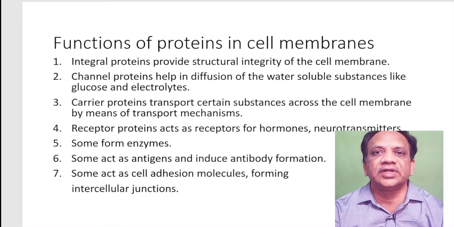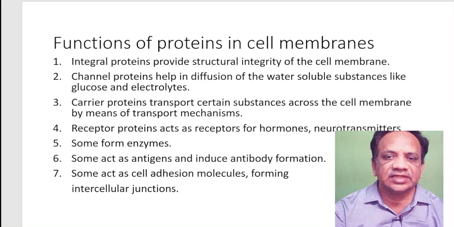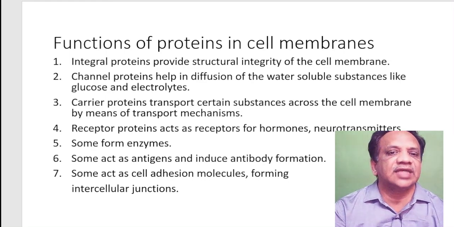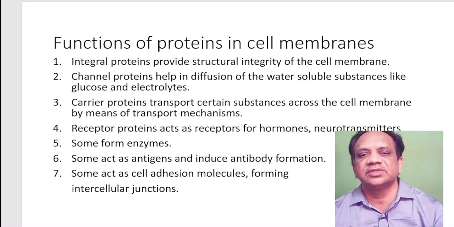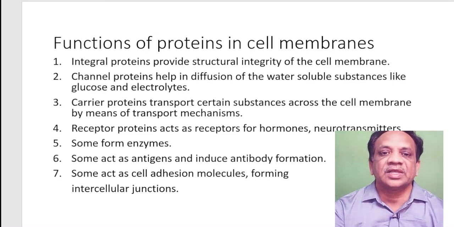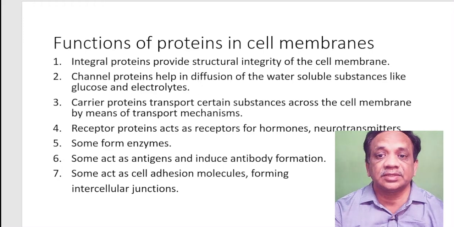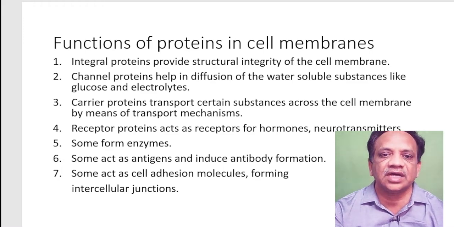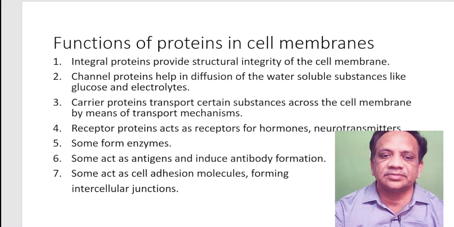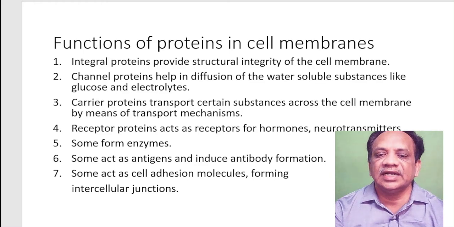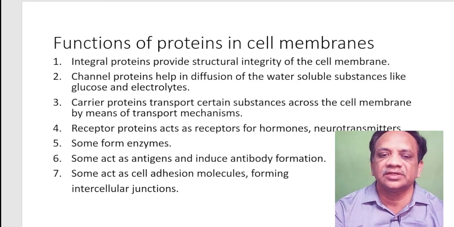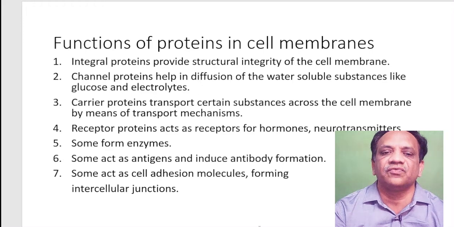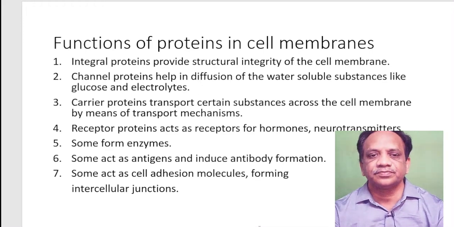You can see the function of proteins in cell membranes. The integral proteins provide structural integrity of the cell membrane. Channel proteins help in diffusion of water soluble substances like glucose and electrolytes. Carrier proteins transport certain substances across the cell membrane by means of transport mechanisms, and receptor proteins act as receptors for hormones and neurotransmitters. Some of the proteins form enzymes also. Some act as antigens and induce antibody formation, and some act as cell adhesion molecules forming intracellular junctions.